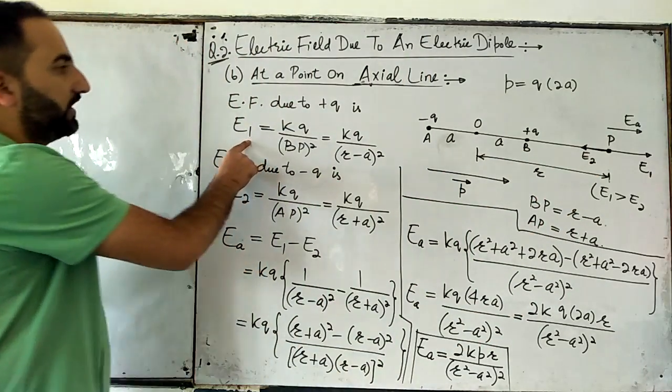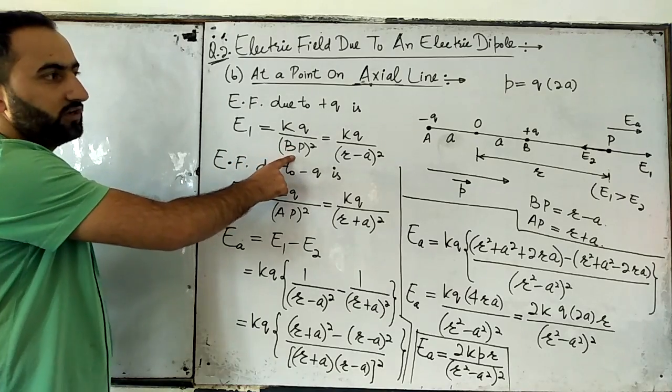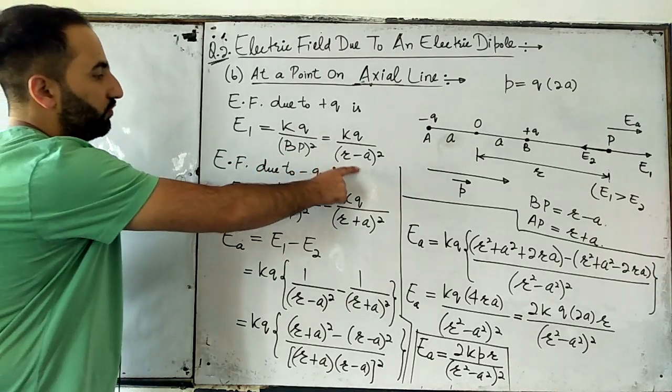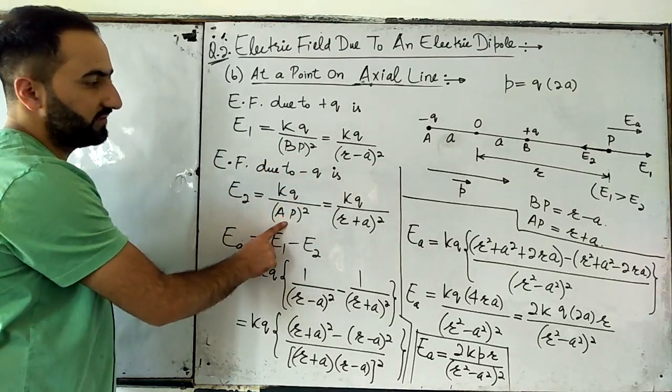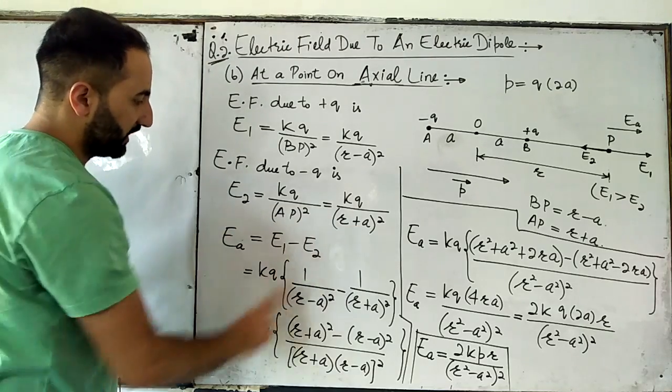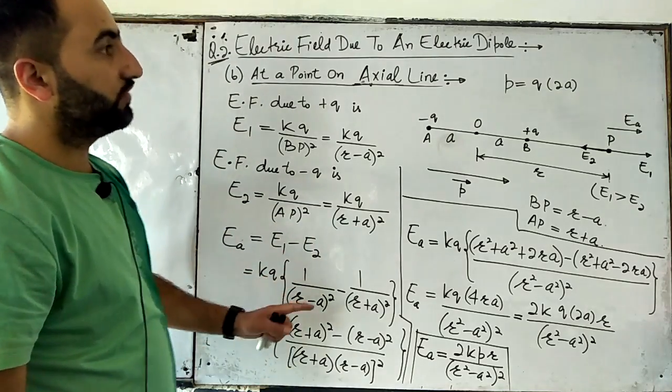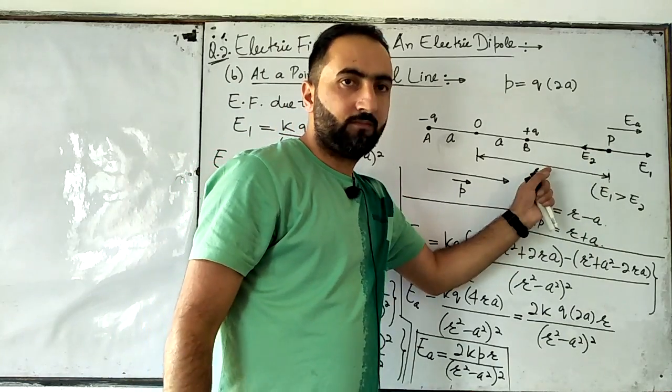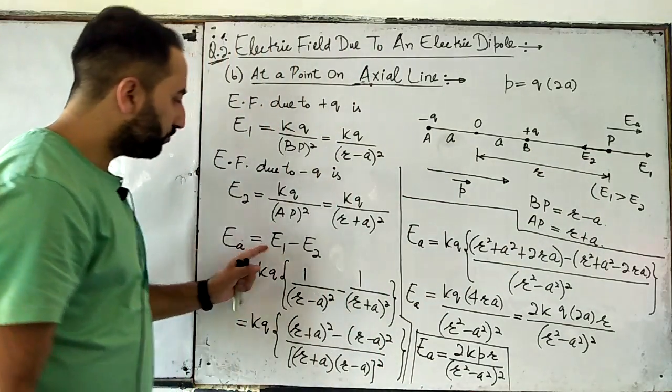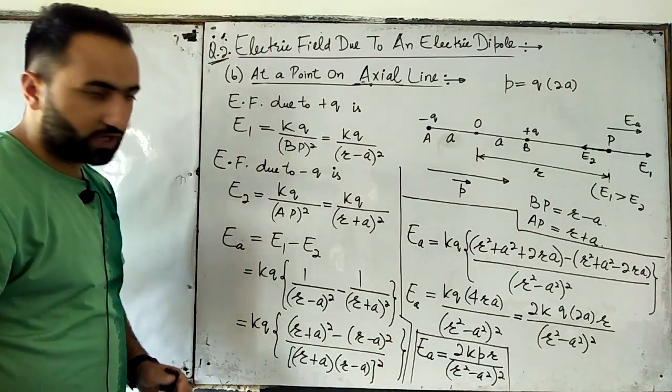ठीक? So electric field E1 will be this, distance is BP square, r minus a whole square, electric field due to minus q, distance AP whole square, r plus a whole square, ठीक है ना बेटा? Then electric field will be equal to E1 minus E2. Why E1 minus E2? Because they are opposite, not equal but opposite in direction. E1 minus E2, तो यहाँ substitute कर लो.